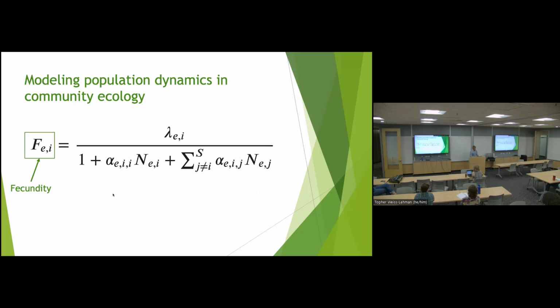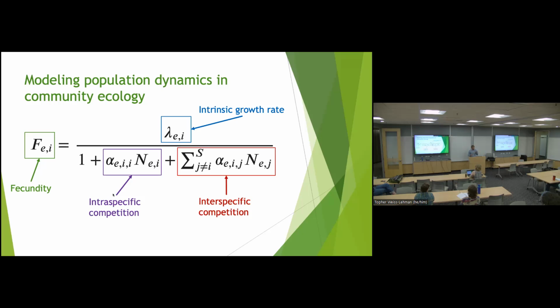But in this equation, essentially we model fecundity in a given environmental condition, which is the E subscript, for a specific species, which is the i subscript here, as a function of a species' intrinsic growth rate in that environmental condition, and then scaled by the strength of intraspecific competition, so how strongly individuals of the same species suppress growth of other individuals of that species, and then interspecific competition from all other species in that given community, how strongly they suppress growth rate of the focal species.